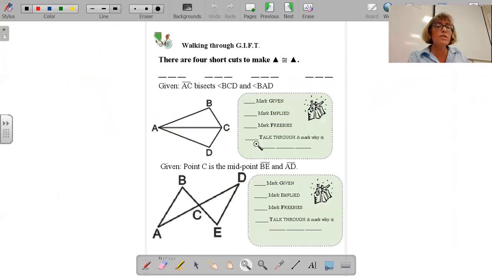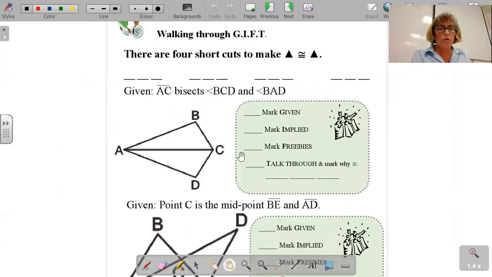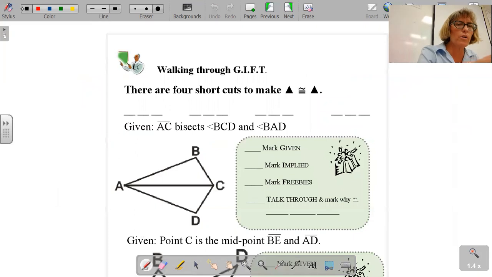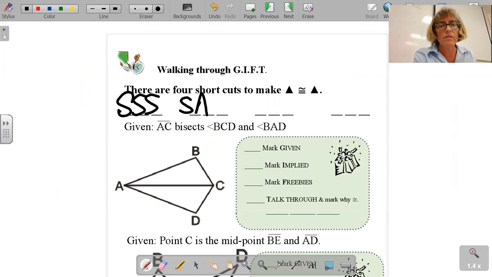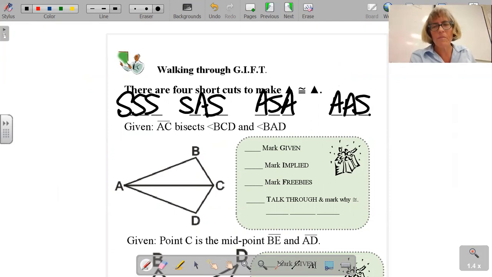Now we're going to take this one step further. Your 4 shortcuts, keep in mind, are this. Your shortcuts. Remember, they're shortcuts. Side, side, side. Side, angle, side. Angle, side, angle. Now, so far, what you have congruent is things that are marked congruent, and then also the freebies. I'm adding 2 more things. The 2 more things are things that are given and things that are implied.